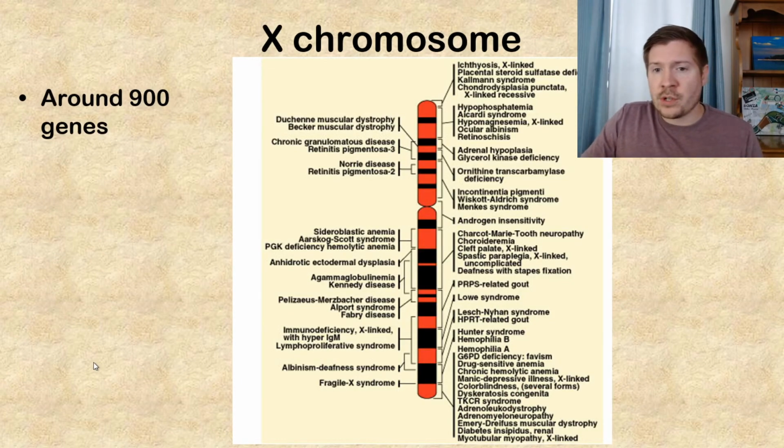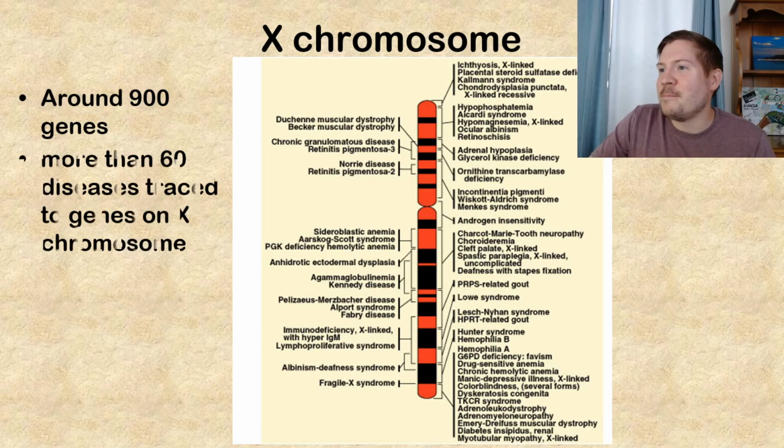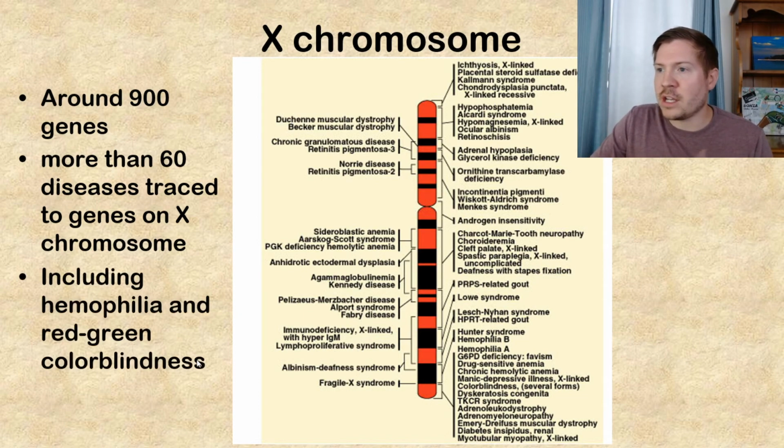In terms of these chromosomes, the X chromosome is a very big, very important chromosome. It has around 900 genes on it. You need this chromosome to exist. You must have it. More than 60 diseases are traced to it, including those we mentioned, hemophilia and red-green color blindness. That's not to say that it's just diseases. It has a lot of important genes that you need.